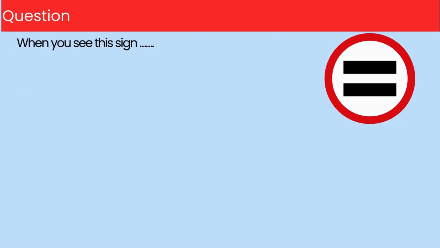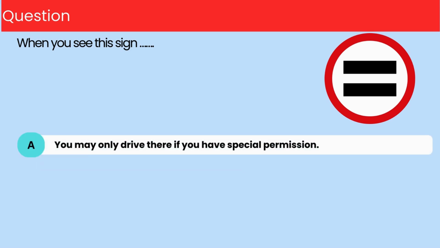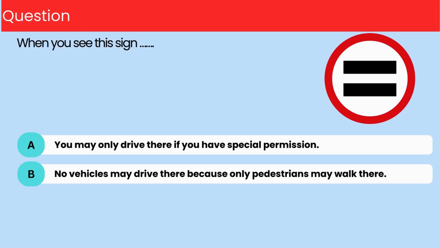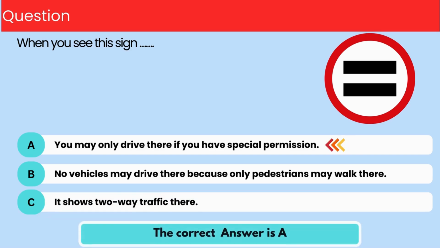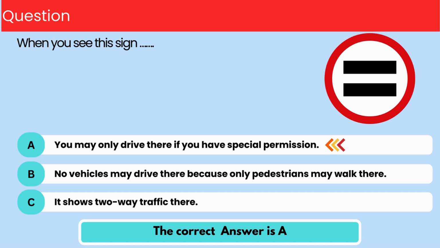Question. When you see this sign, A. You may only drive there if you have special permission. B. No vehicles may drive there because only pedestrians may walk there. C. It shows two-way traffic there. The correct answer is A. This is an authorized vehicles prohibited sign. It indicates that access is restricted, and you may only drive in the area if you have special permission. This is often used to regulate entry into areas requiring authorization.